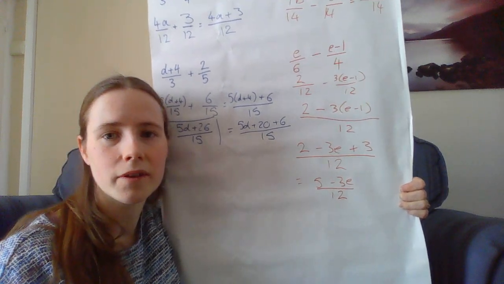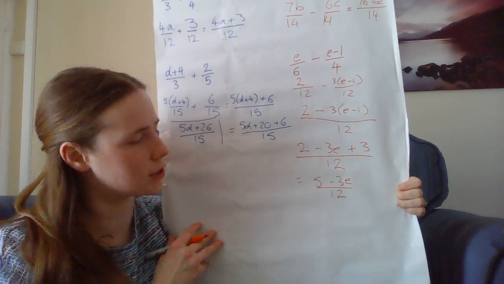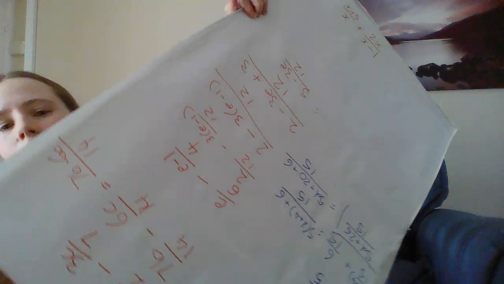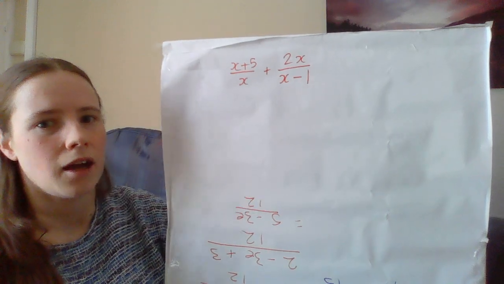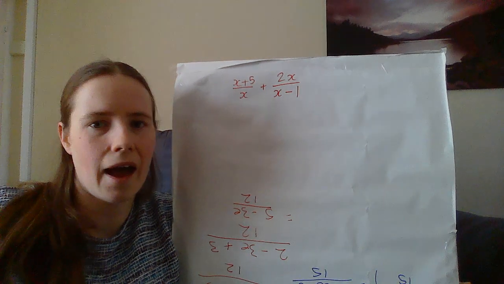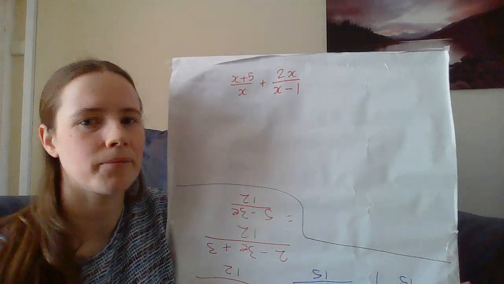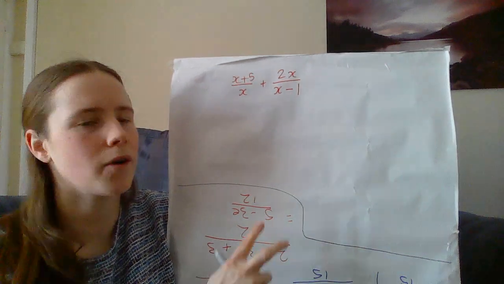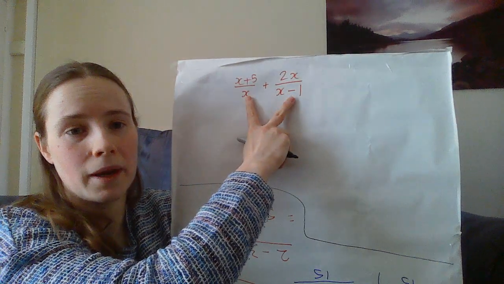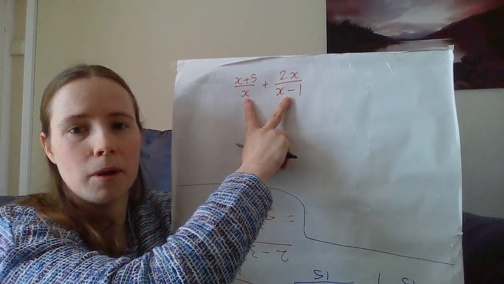Okay. I'm now going to do one that's even more tricky because there's going to be even more brackets involved. Okay, so we'll just see what we can do with this one. Turn my board around. Okay, so for this one, I'm going to do x plus 5 over x, plus 2x over x minus 1. So first of all, because I've got algebra on my denominators, it's not going to be very easy for me to come up with a lowest common multiple.